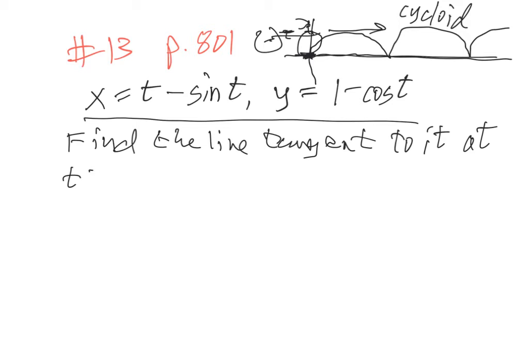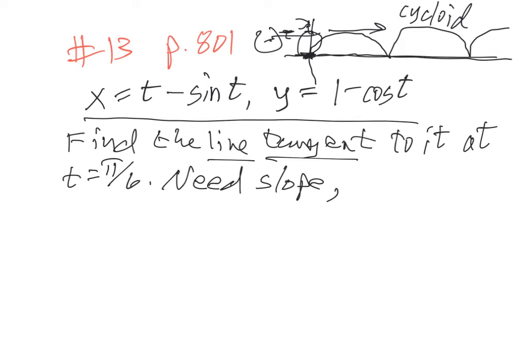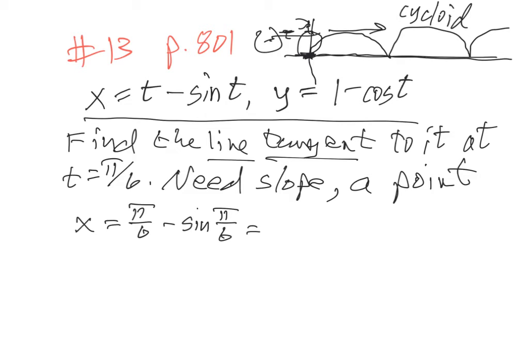At t equals pi over 6. Okay, so for a tangent line, we need the slope of the line, and we need a point. The point is simple. We'll just plug in pi over 6. So the x-coordinate is pi over 6 minus the sine of pi over 6, but we know that's 1/2. So we get pi over 6 minus 1/2.